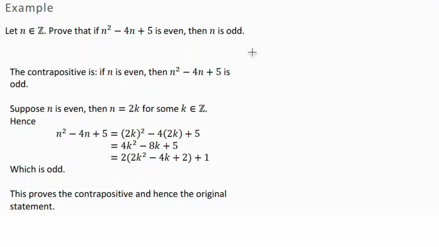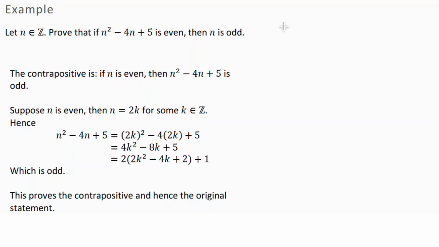We're being asked to prove that if n squared minus 4n plus 5 is even, then n must be odd. The first thing to note here is this is quite difficult to prove directly, because saying this is even and working backwards to n is very tricky. And this is where the contrapositive is really powerful.